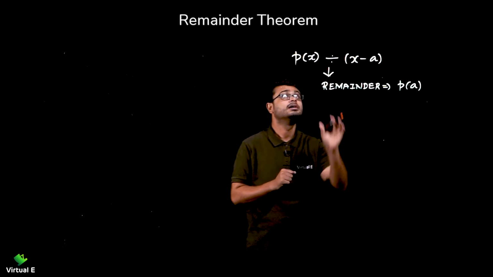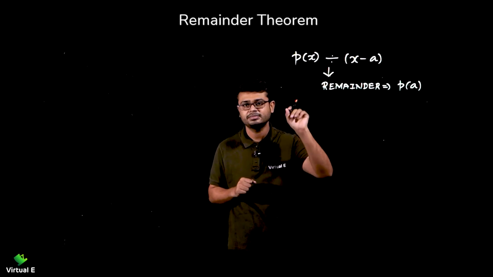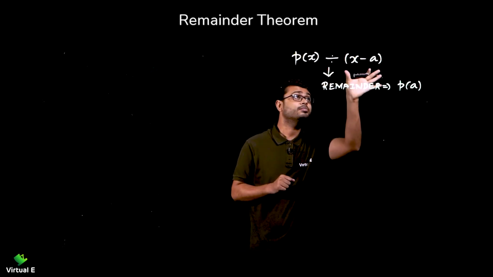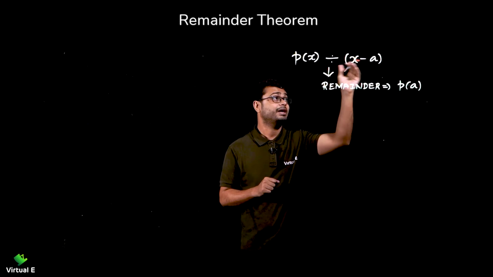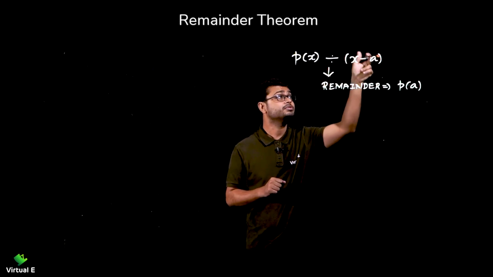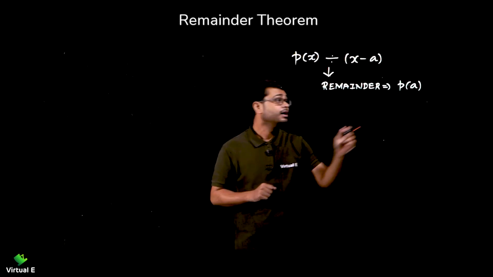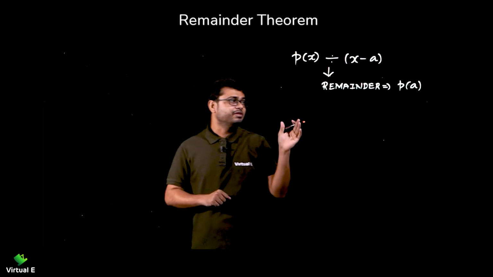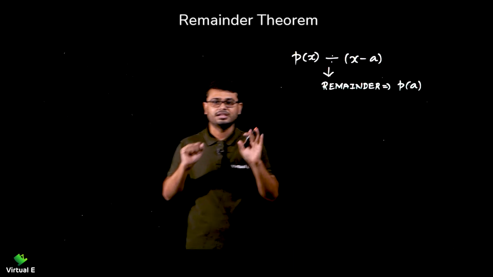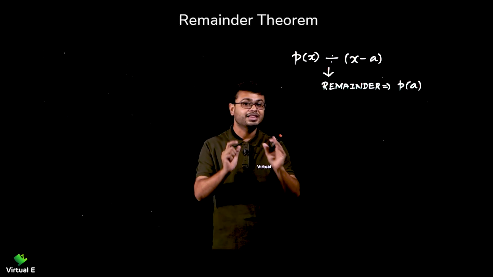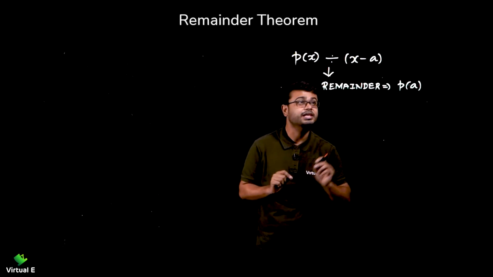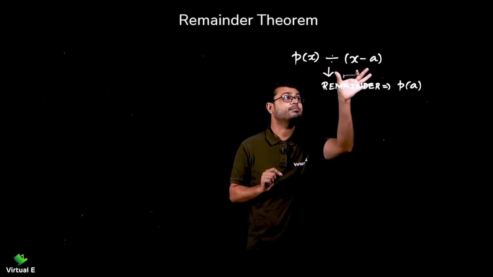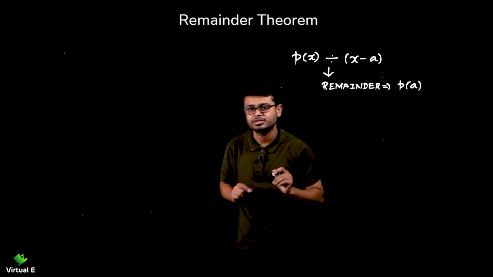Let me explain. You have a polynomial, and you have another polynomial you are dividing with, so x minus a. This number a you substitute into the polynomial, and whatever answer you get will be the remainder. Very simple, it is the value of the polynomial. But how are you supposed to take that value? From the other polynomial that is given in the question.